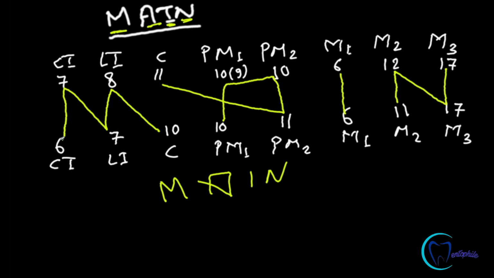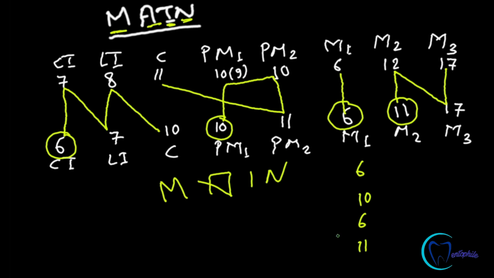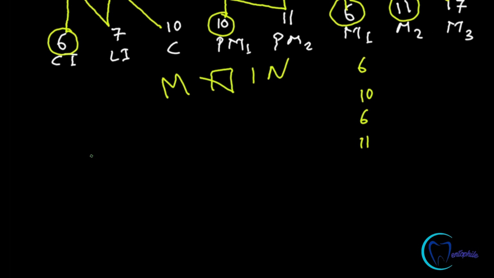That is, we take the starting of each letter, that is 6 years for the central incisors, 10 years of the premolar, 6 years for the molar, and 11 years for the second molar. So if we remember 4 dates, that is 6 years for the central incisors, 10 years, 6 years of the molars, and 11 years for the second molar, we can pretty much guess the age of eruptions of the other teeth.